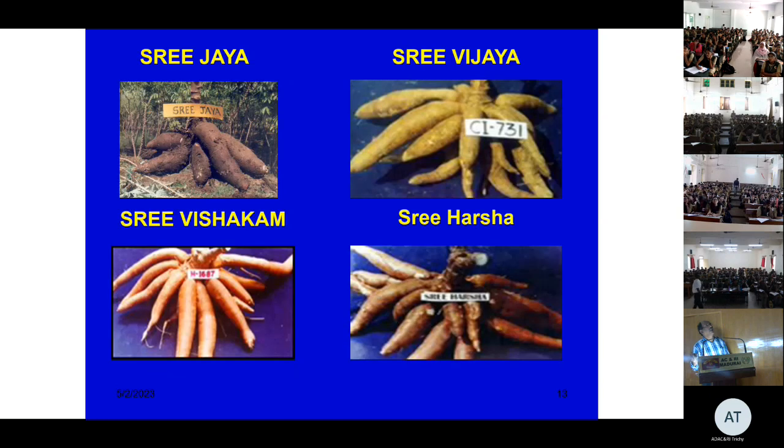Sree Jaya and Sree Vijaya are both early maturing types. Sree Vijaya is somewhat yellow. Sree Visakham and Sree Harsha are both suitable for upland and lowland conditions. Sree Visakham is orange in color, almost resembling a carrot, and Sree Harsha is a brown skinned cultivar.